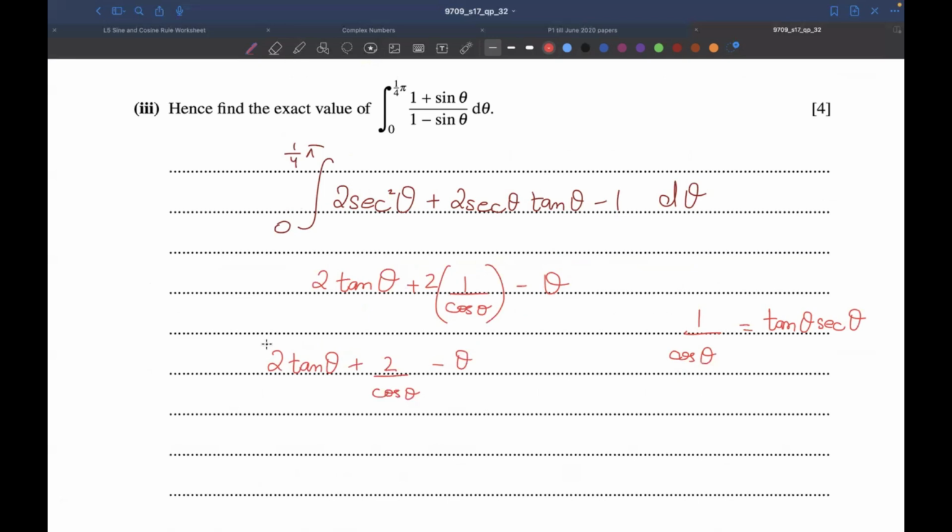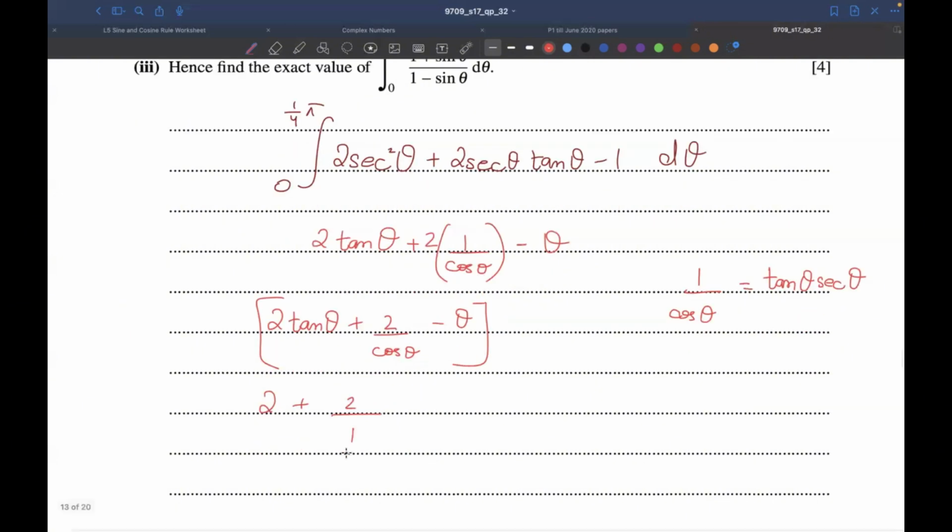And now we can just substitute the limits. The first limit is pi upon 4. So tan pi upon 4 equals 1, so this will become 2 plus 2 upon cos of pi upon 4, which is 1 upon root 2, minus pi upon 4. And then we substitute the lower limit, which is 0. So 2 tan 0 is 0, plus 2 upon cos 0, which is 1, so this will become plus 2, minus 0.